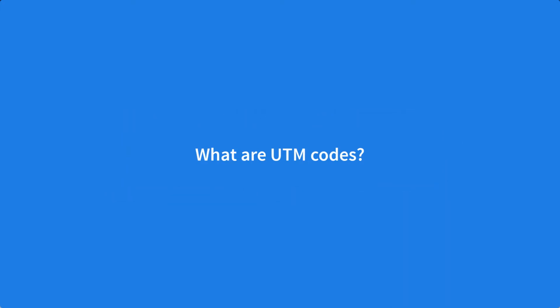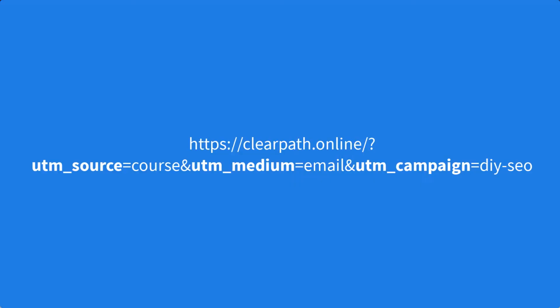What are UTM codes? First, let's start with what a UTM tag is. A UTM tag or code are the text parameters appended to the end of a URL in order to identify specific criteria when a link is clicked. UTM tags allow marketers to gain more insight into each click. They make it possible to attribute link clicks to particular marketing campaigns.